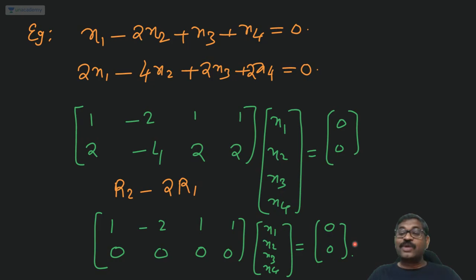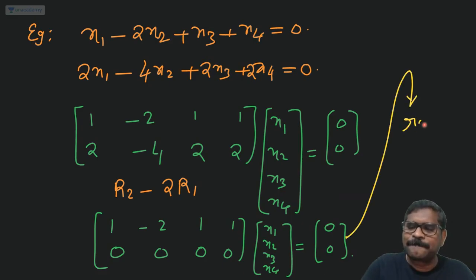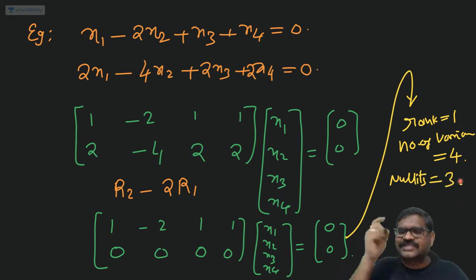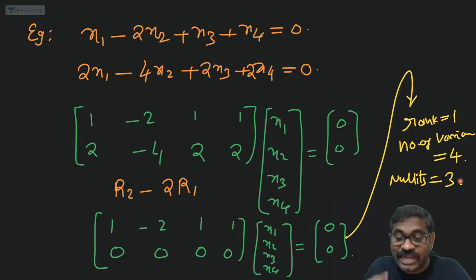Now, what is rank? Here, the number of non-zero rows in A is 1. That's why the rank of A is 1. Number of variables, 4. Now, the difference, 3. Nullity is 3. Free variables are 3. Sir, which 3? You can take any 3.